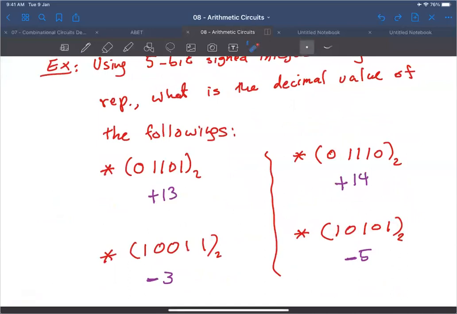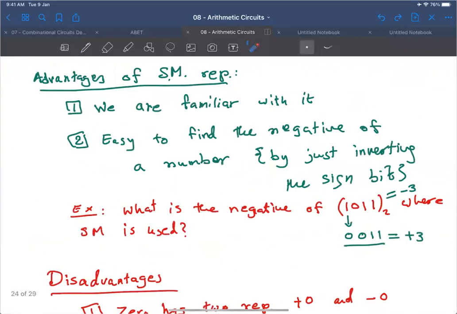So in the binary world, we have a sign and we have a magnitude. All we have to do is invert the sign. If the sign is 1, we put it to 0. If the sign is 0, we put it to 1. So it is easy to find the negative of a number. What is the negative value of 1011? We just flip this bit and keep the rest the same. So this is going to be a plus 3, so this must have been a minus 3.